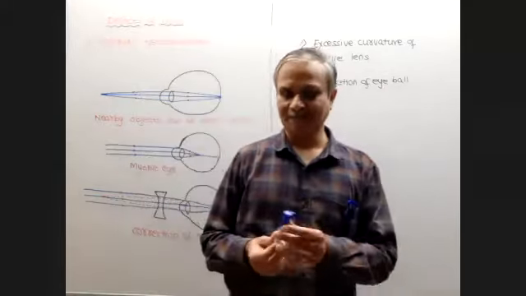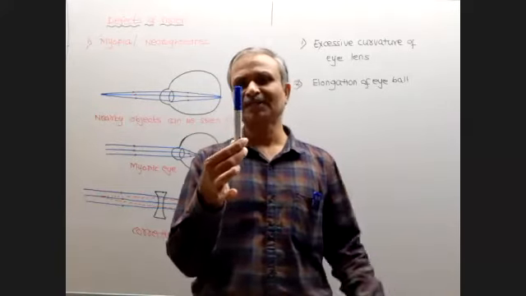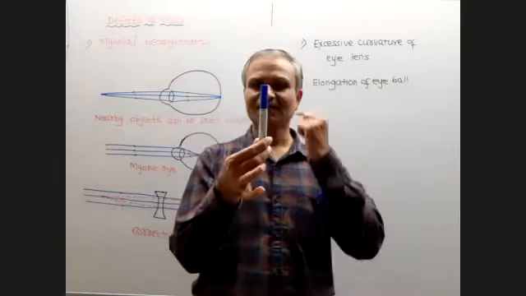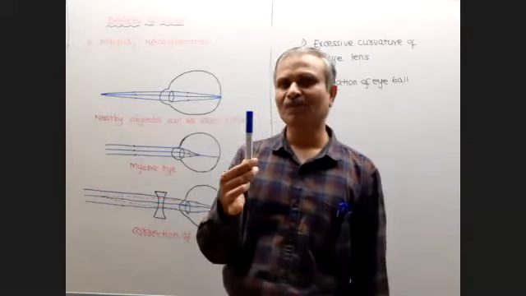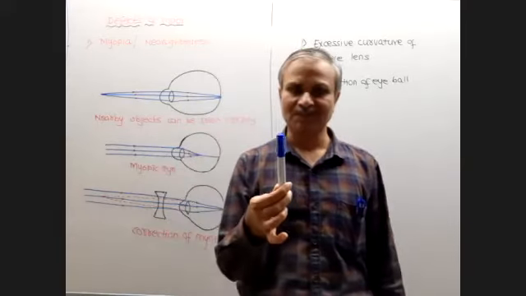Suppose this is the object. If you keep it here, and without giving any strain to the eye you are able to see that object, then this is the distance of distinct vision. For the normal human eye, this distance is 25 centimeters.